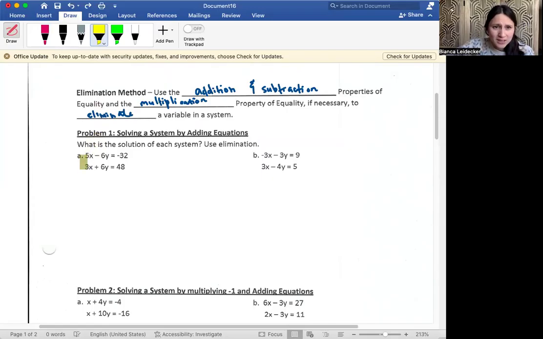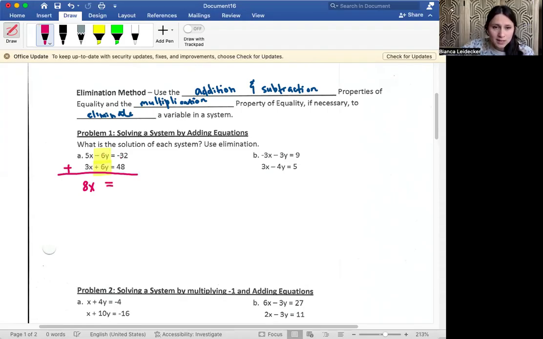So looking at example A, if you notice, I've got a negative 6y and a positive 6y. We all know that positive 6 and negative 6 are opposites. If we were to add them together, you would get 0. So we're going to apply this idea, and instead of just adding the negative 6 and the positive 6, we're going to add the entire system. I'm basically going to look at them stacked on top of each other, and I'm going to add every single like term. So I have 5x plus 3x, which is 8x, negative 6 plus positive 6, which is 0. So the y's ended up canceling out.